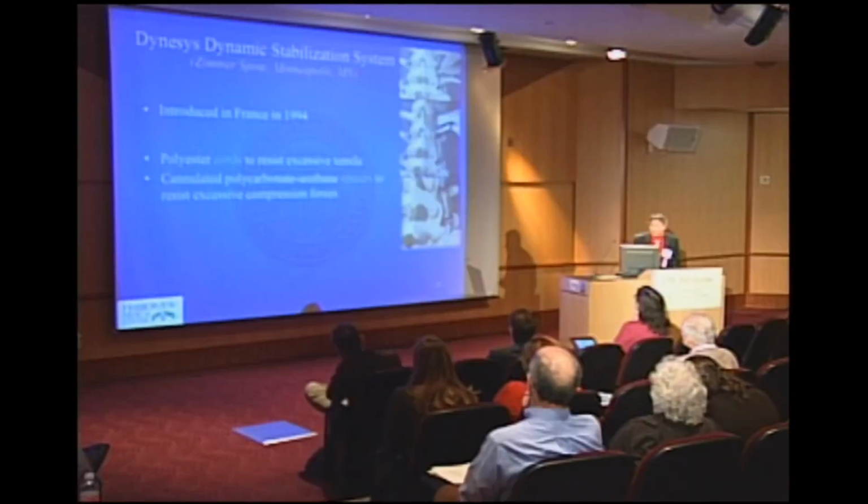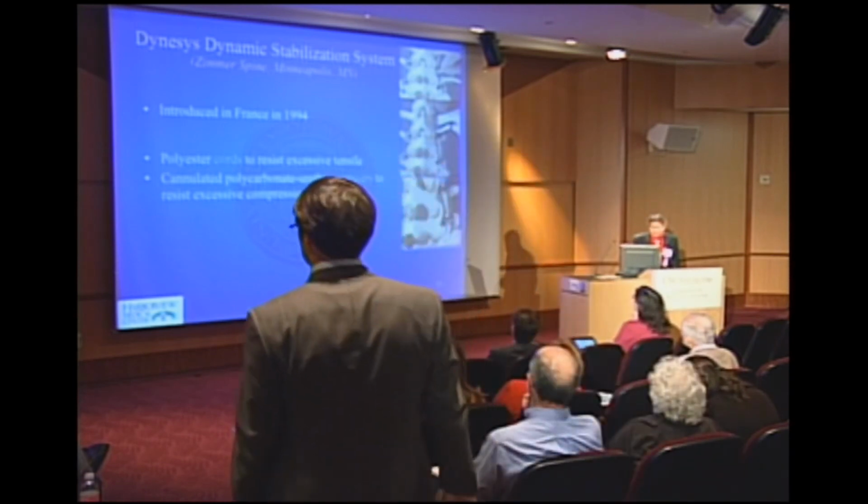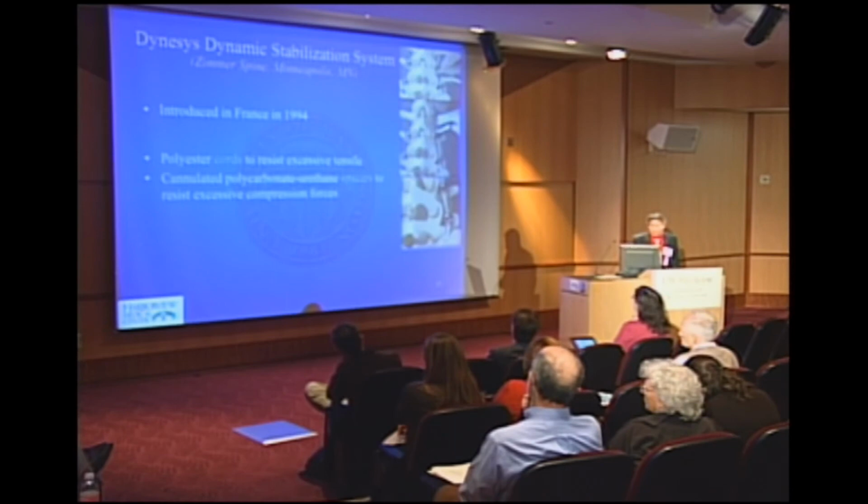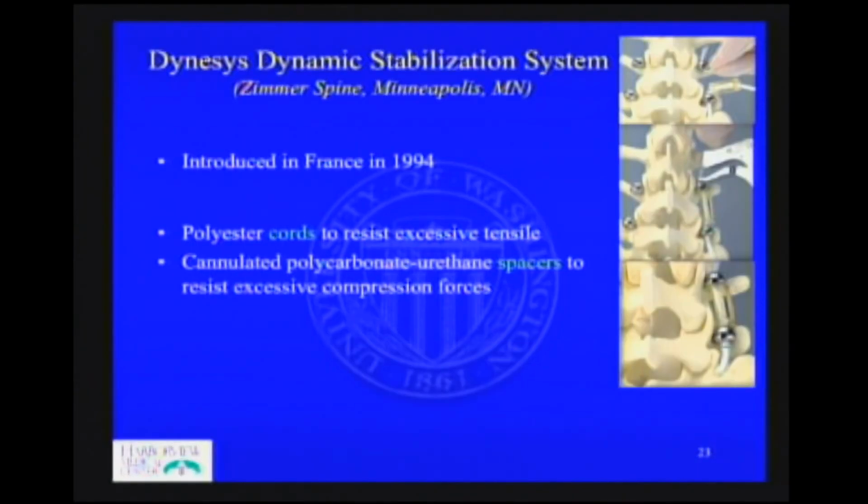Now, the second system which has a significant clinical trial is the DISEASE, the dynamic stabilization system, which was introduced in France in 1994. It is similar to the graft system, but there's polyester in the cord to resist excessive tension. Around this cord, there are polycarbonate urethane spacers to resist the excessive compression forces on the back.